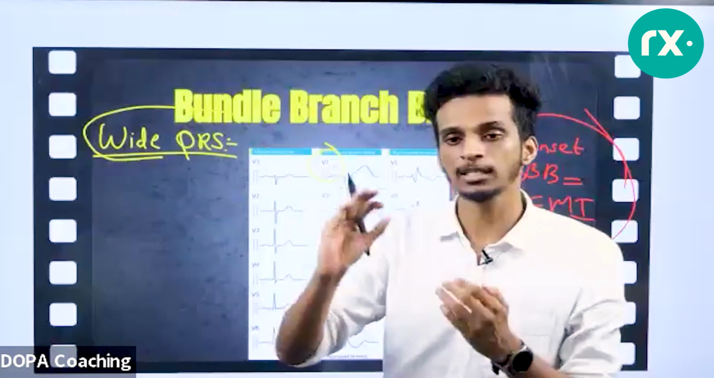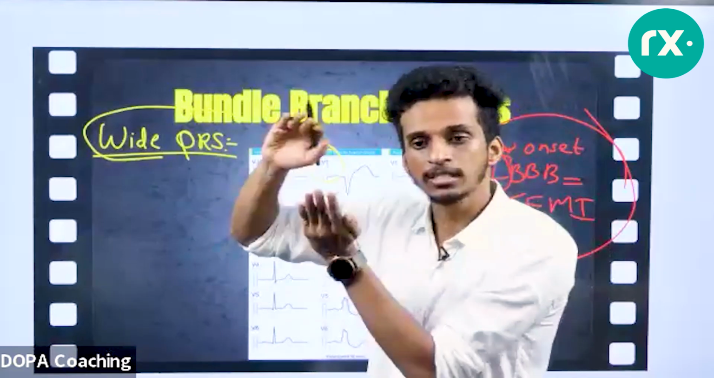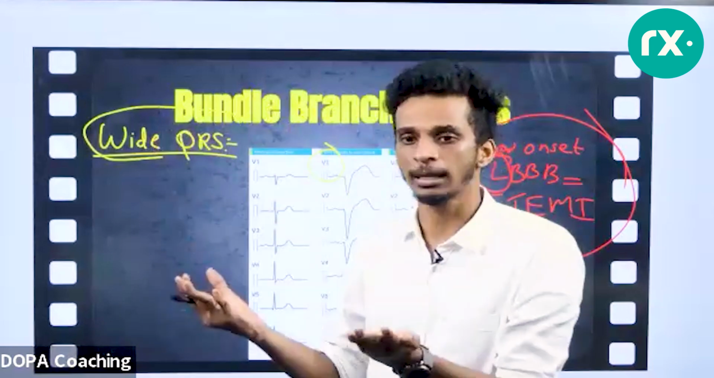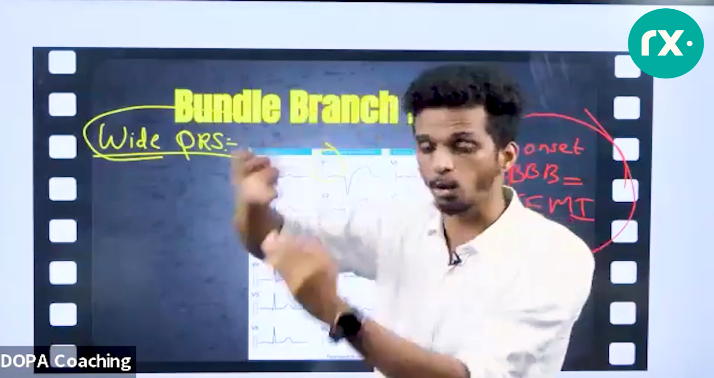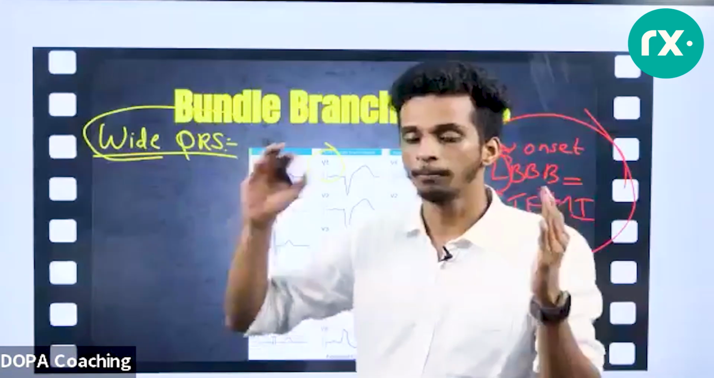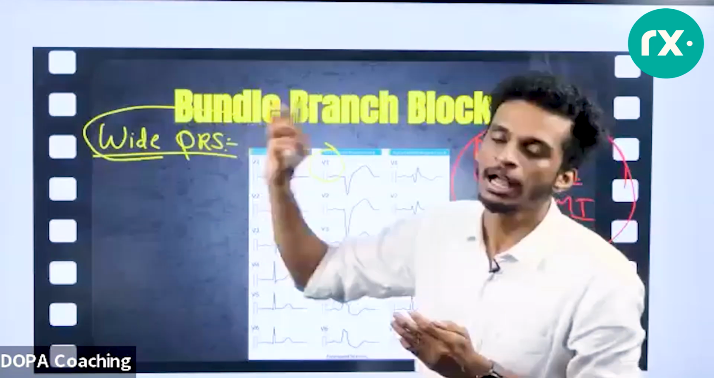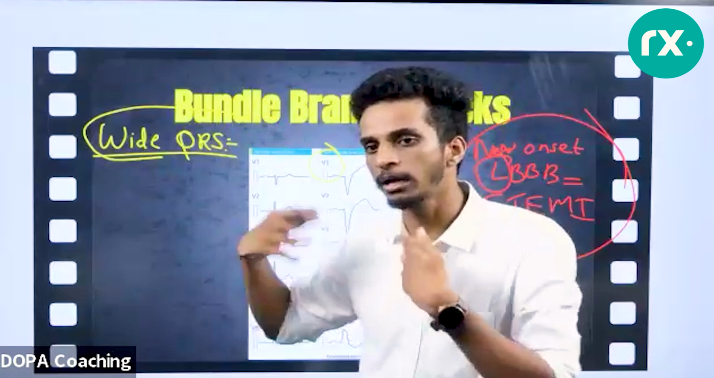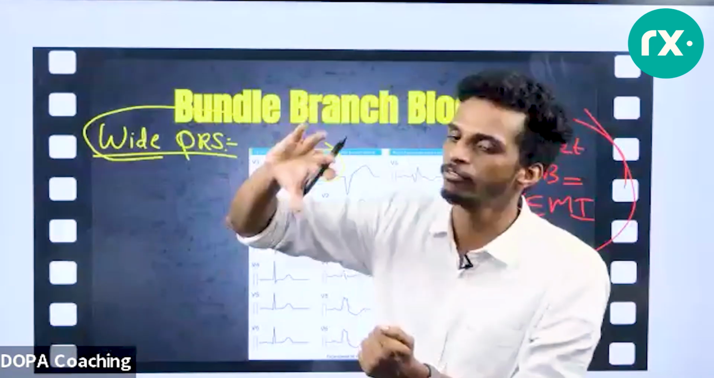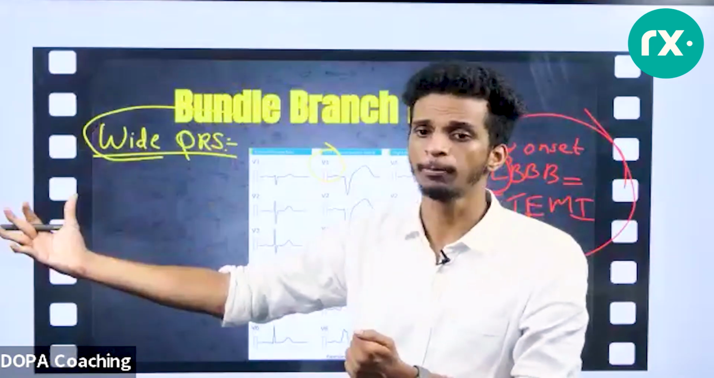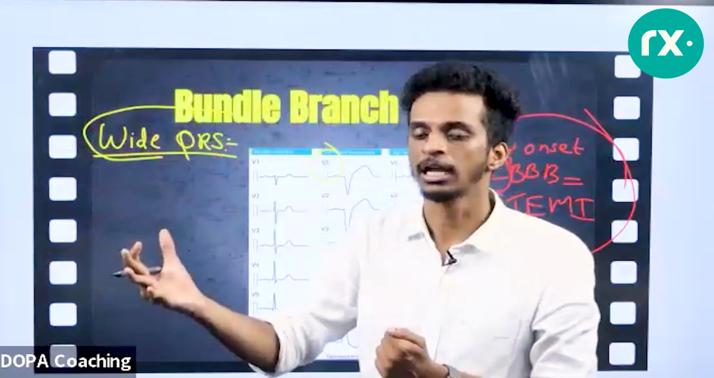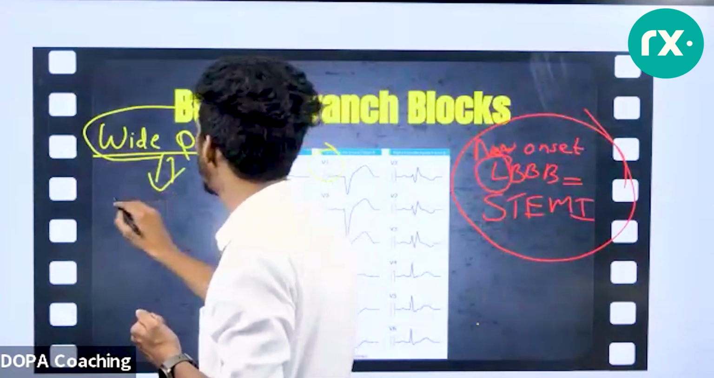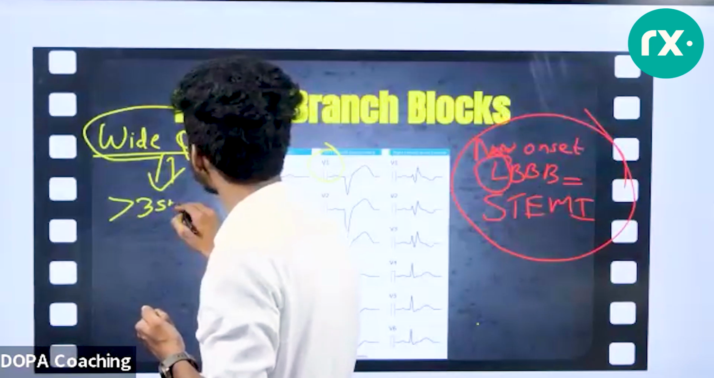So in bundle branch block, the impulses are slowed down and it will take more time to travel through the ventricle. And if it takes more time to travel through the ventricle, it will take more time to depolarize, or more time to contract. And if the ventricle takes more time to contract, naturally the QRS will be more than 3 small squares.